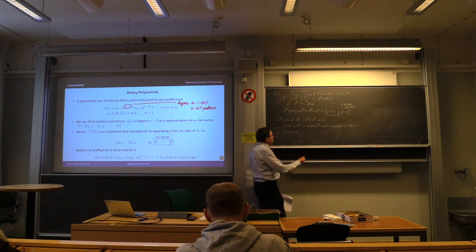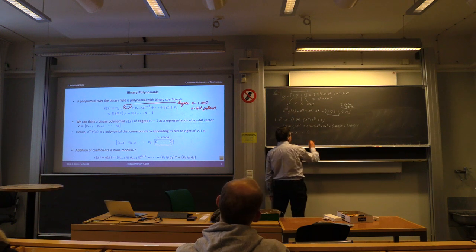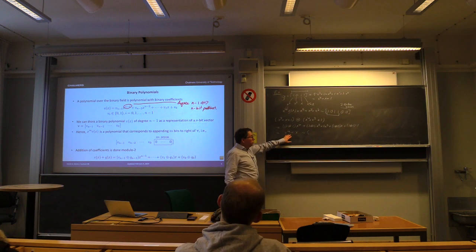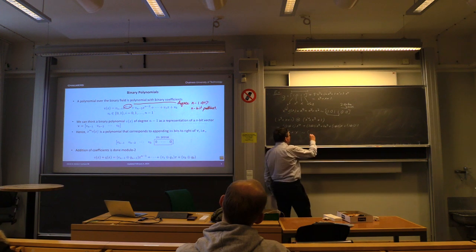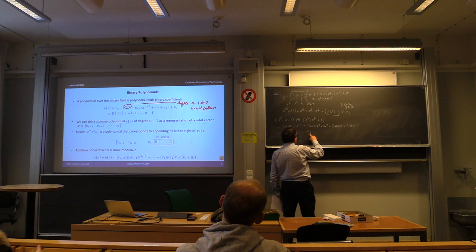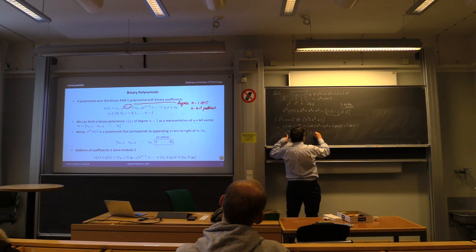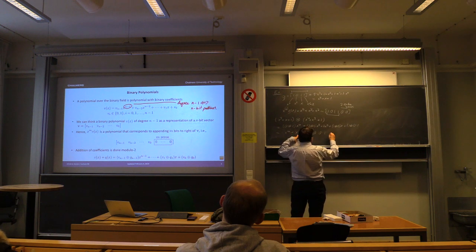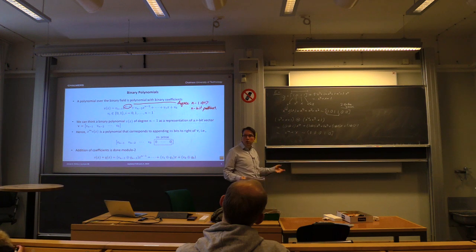Okay, and if we want to convert this back to a vector, since we have a degree 4 here, we need 5 bits. So it's going to be 1 for x^4. There's no x^3, no x^2. There's 1 x, and there's a 0 constant term. So that's the vector corresponding to this.